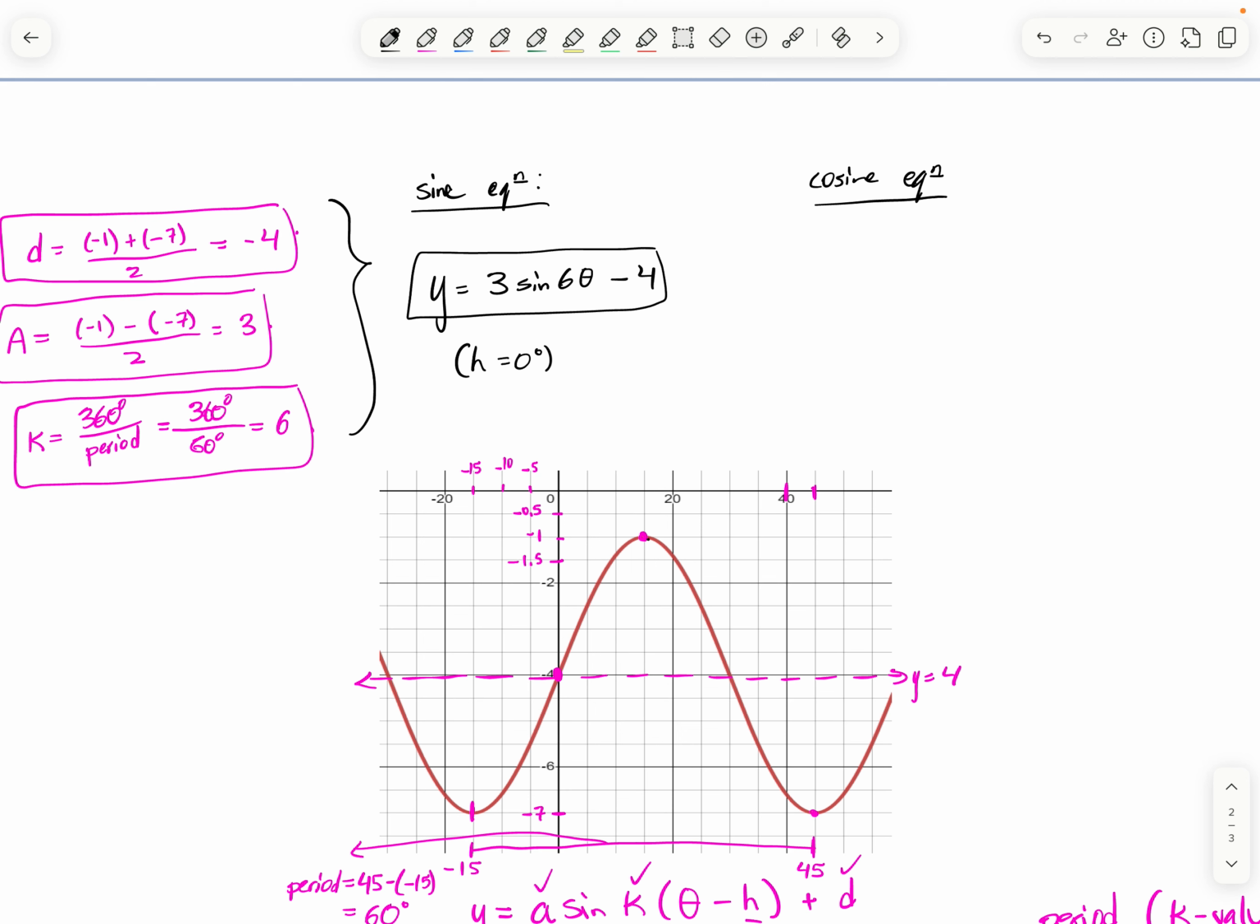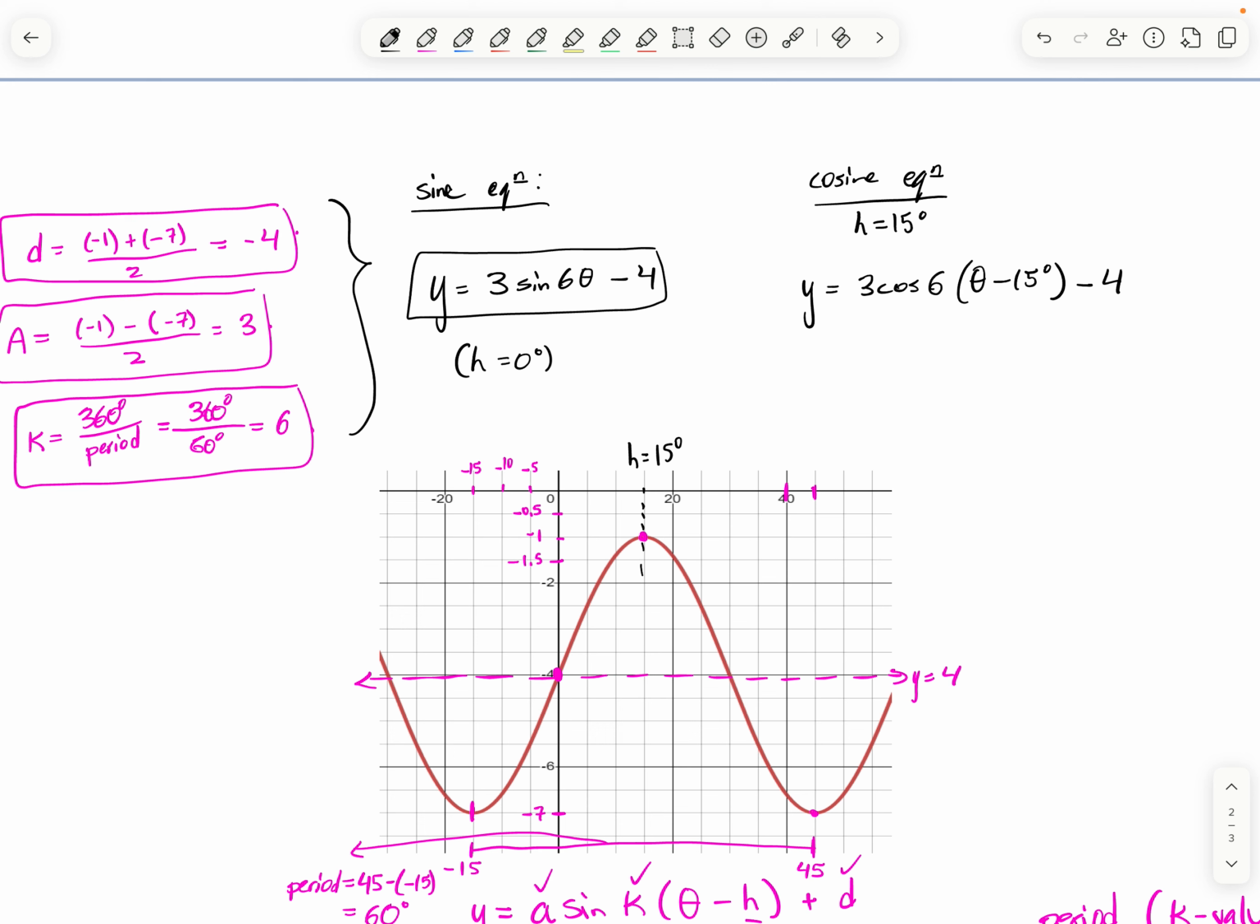If I want to do a positive cosine, well, then I would need to figure out what that h value is. Here, the x coordinate there is 5, 10, 15 degrees. So h is equal to 15 degrees, which means the equation would now be y equals 3 cos, so I'm doing a cosine, and then I'd have 6 theta minus 15 degrees. So 15 degrees shifted to the right, the whole graph, minus 4. And that would be my cosine equation right there.